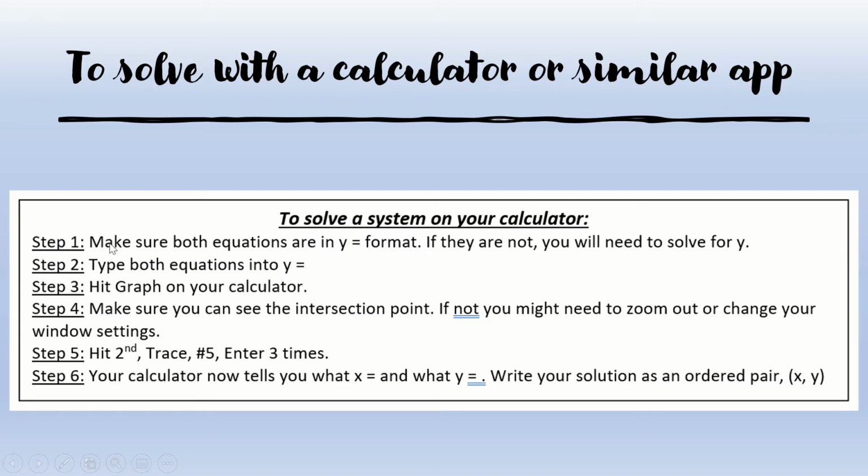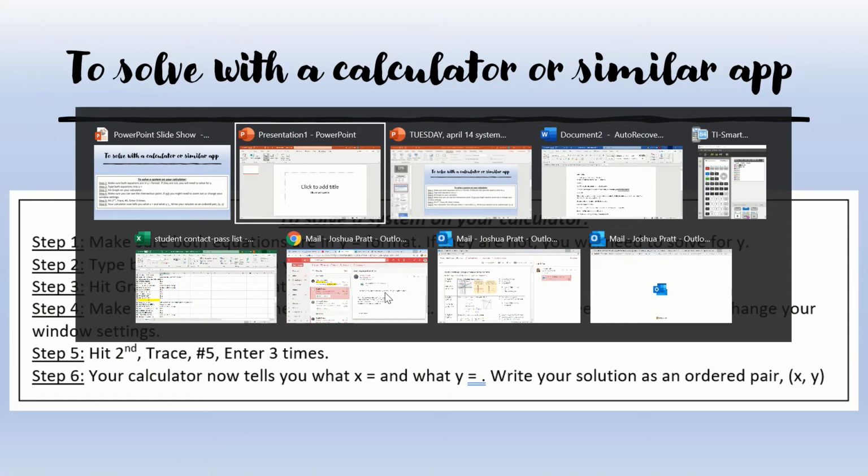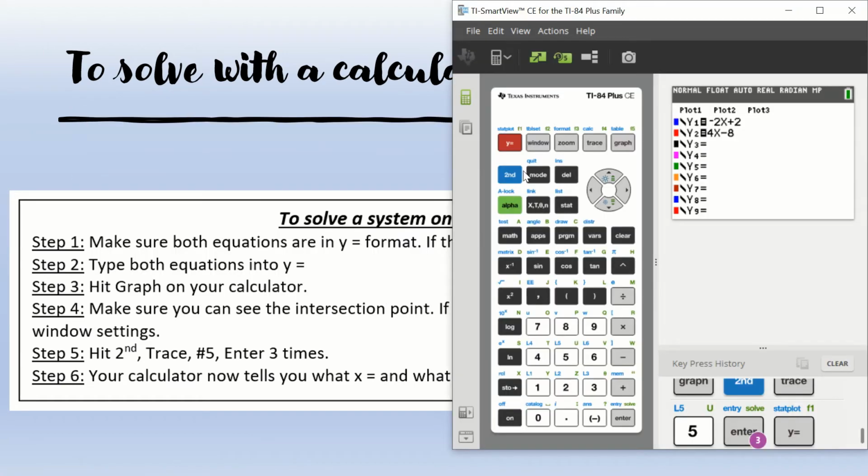You're going to start by making sure both your equations are in the y equals format, and then we're going to type the equations into y equals. Here's my calculator over on the side. Type your equations into y equals. Here they are. In fact, this is one I stole from your homework, so that'll be nice for you to get an answer. So step 3, hit graph.